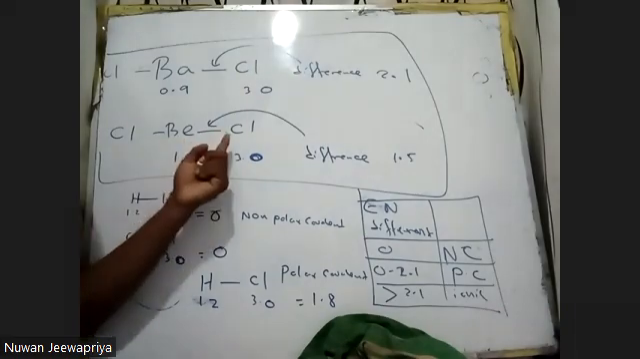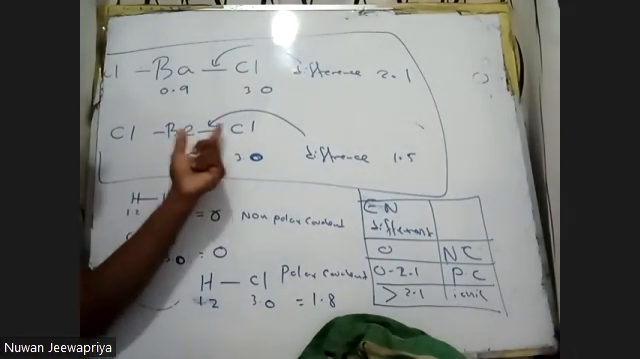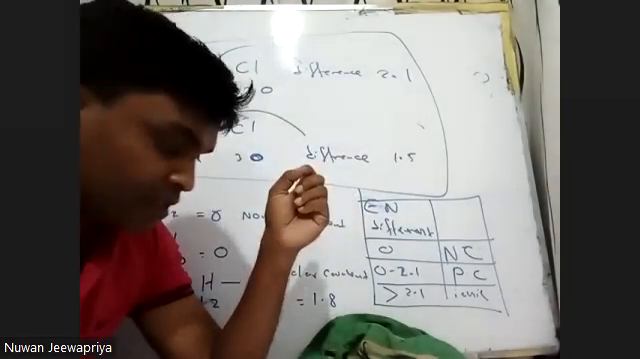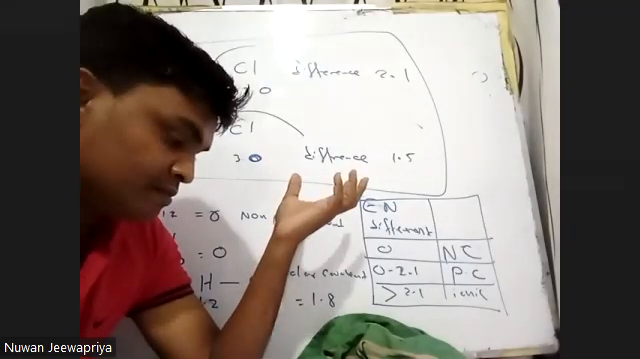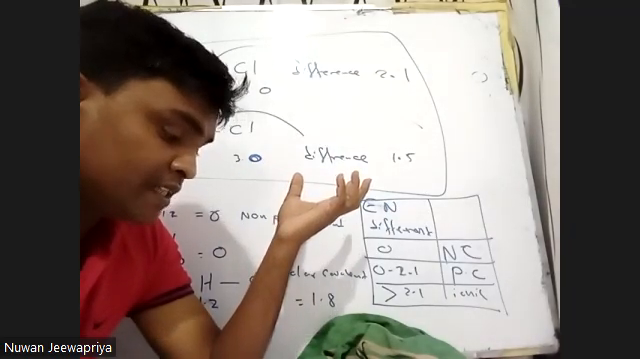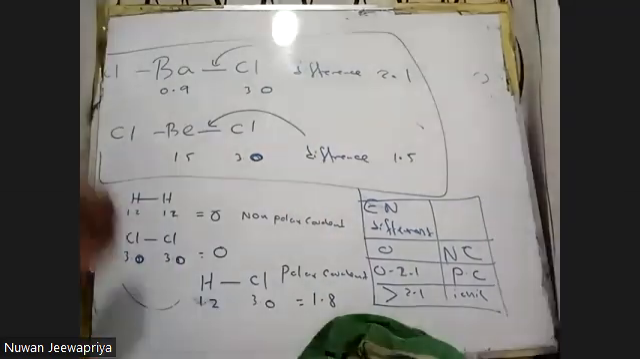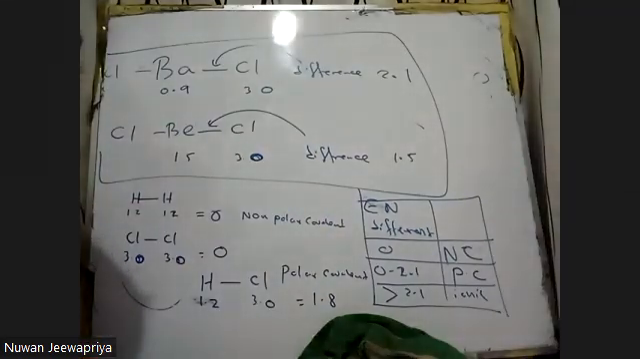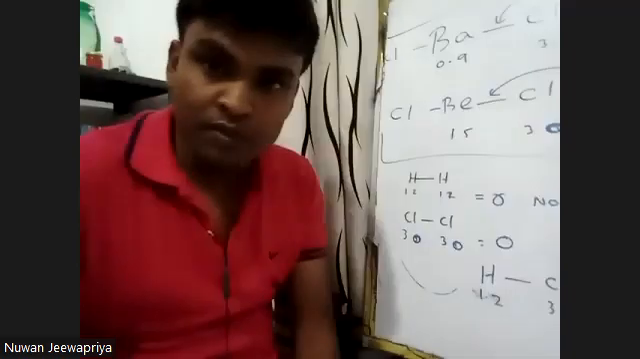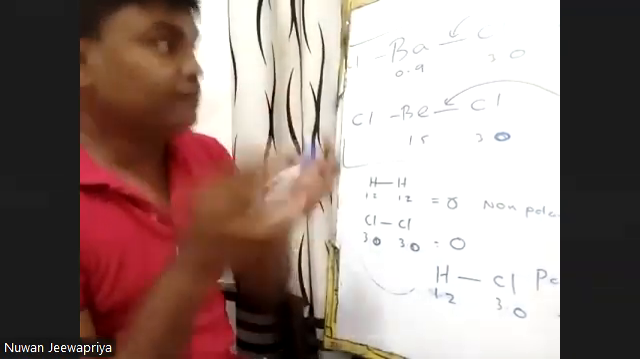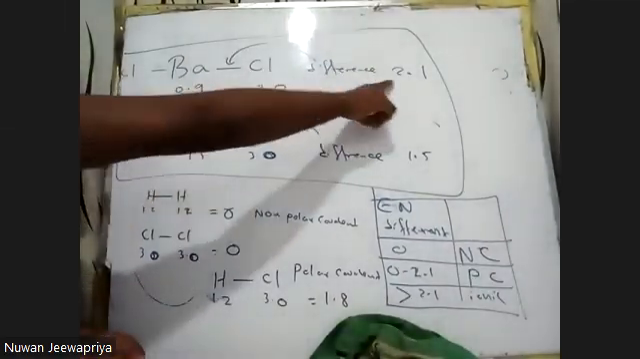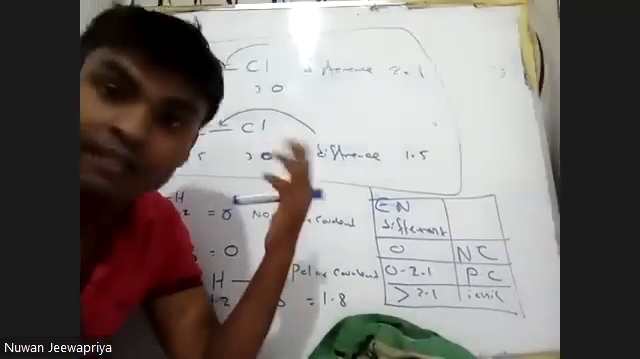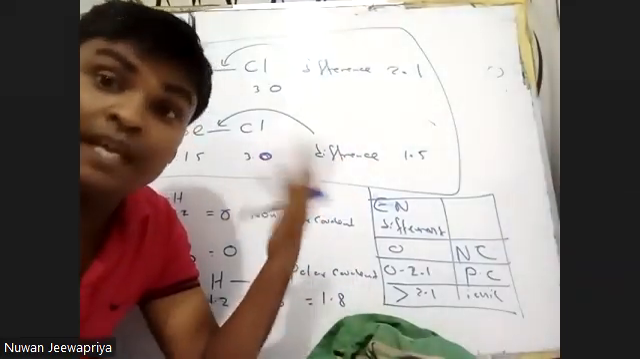In BeCl2, one bond has a difference of 1.5. So it is covalent. So it's less ionic, more covalent. Right? Understand that? So therefore, I can explain the difference in the bonding between barium chloride and beryllium chloride using the electronegativity values. For barium chloride, see this, the difference is 2.1. So I said as the difference is 2.1 or more than that, it should be ionic.